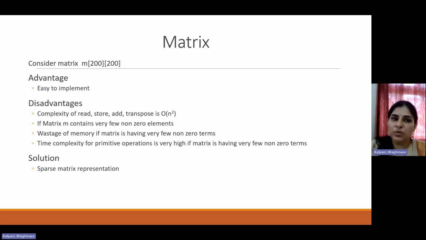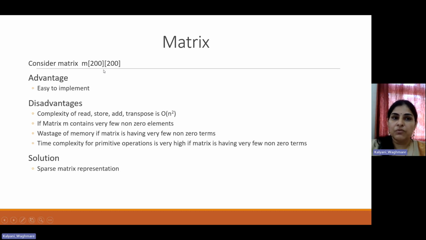Implementation of this is very easy. This is the advantage of a matrix: because we are statically allocating memory, and just by making two nested loops, we can read information and write data into the matrix. So its implementation is very easy. But what are the disadvantages of this?